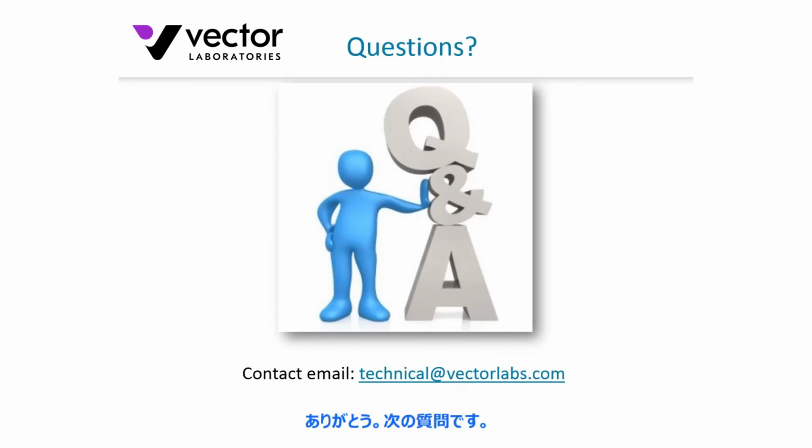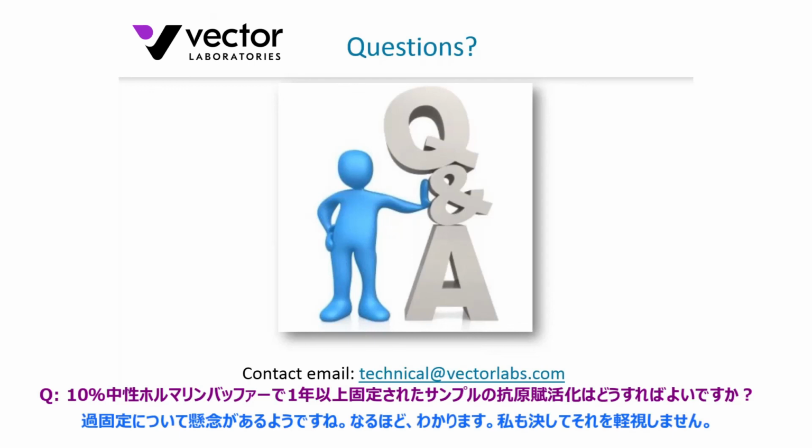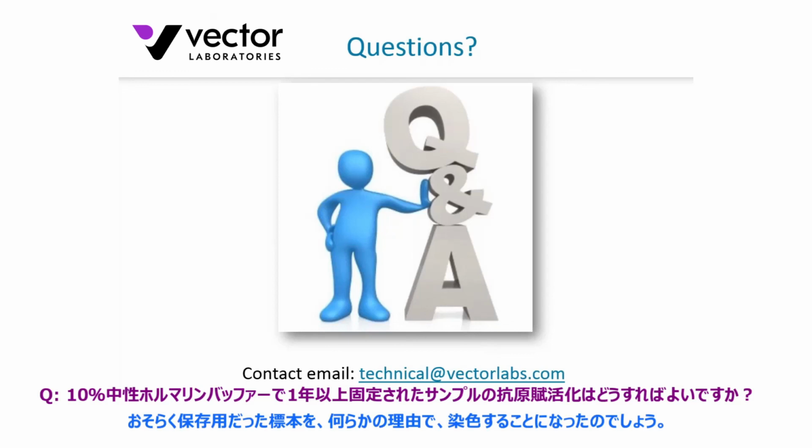All right, thank you. The next question is, how can I increase my IF signal if the sample has been overfixed for more than 1 year in 10% neutral buffered formalin? Okay, there seems to be some concern out here about overfixation, which I understand, and I'm not making light of it by any means. Yeah, okay, that's fair enough.